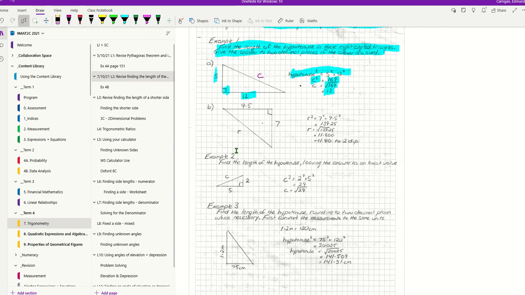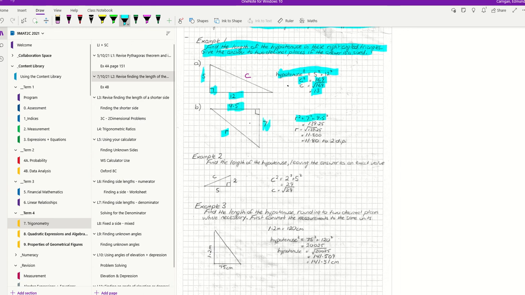Okay, looking at the next one, we've got r squared is equal to 7 squared plus 9.5 squared. So that came out to be 139.25. When I put that in my calculator, r is equal to the square root of 139.25. When I put that into my calculator and pushed the button, it said it was 11.800 and then a heap of other numbers. So to two decimal places, it's 11.80.